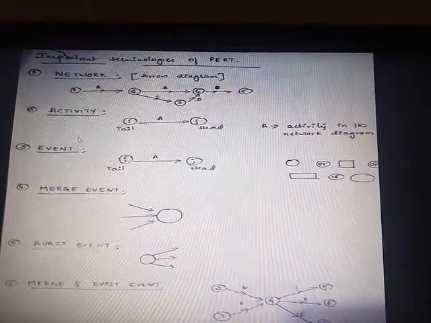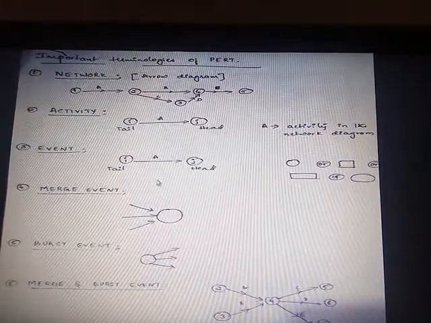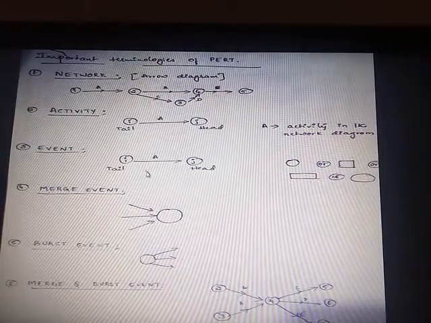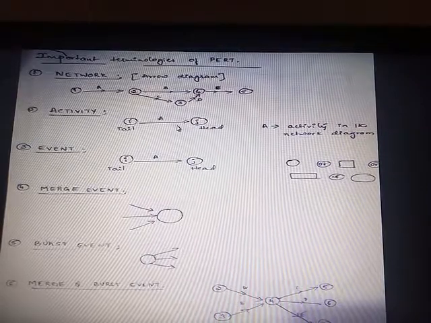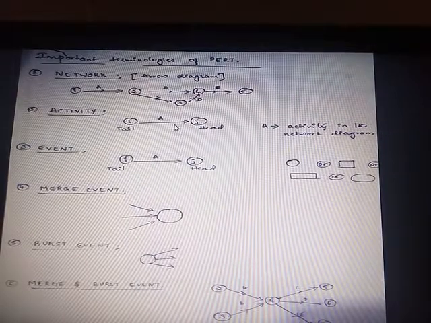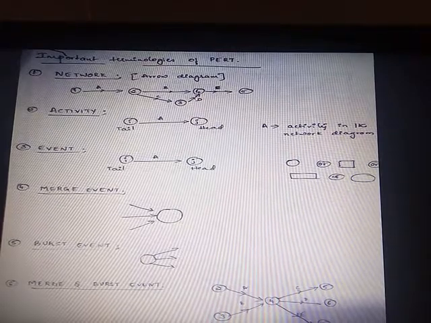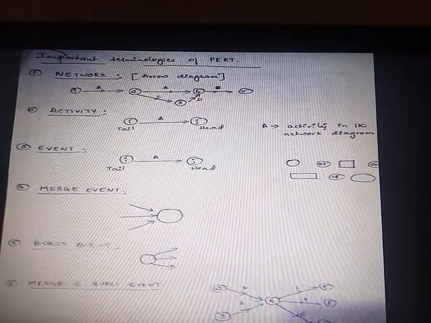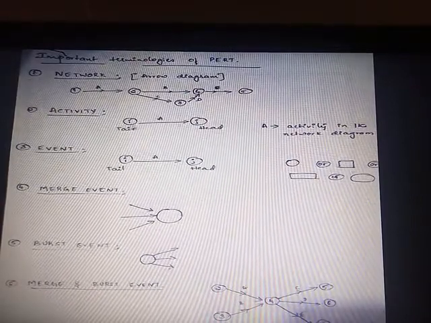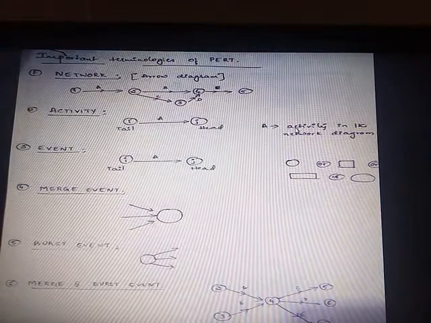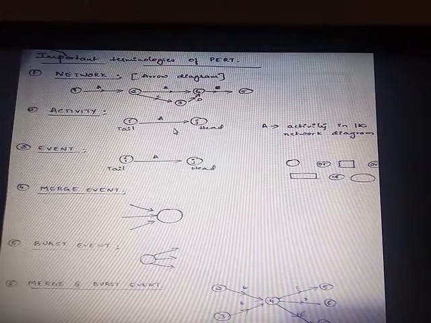Next, moving to the second definition, activity. As I already told you, activity is nothing but an action. An activity represents some action and it is the time consuming effort necessary to complete a particular part of the overall project. Each and every activity has a point of time. That is the starting time. This one is the ending time. This one is the activity. A is called the activity in the network diagram.